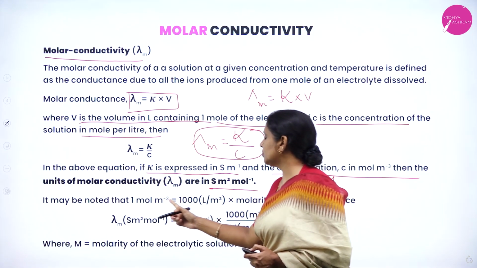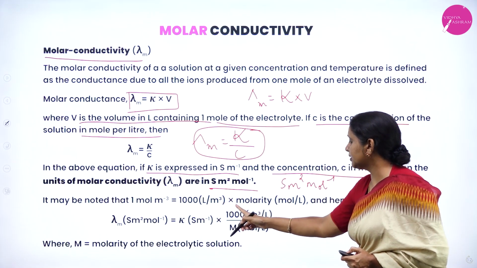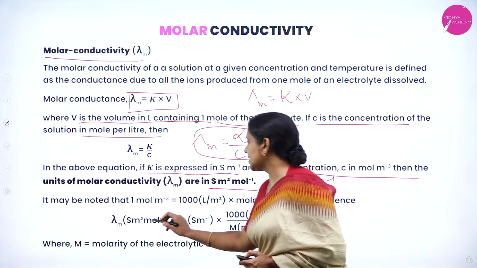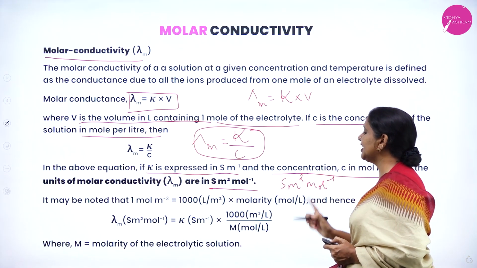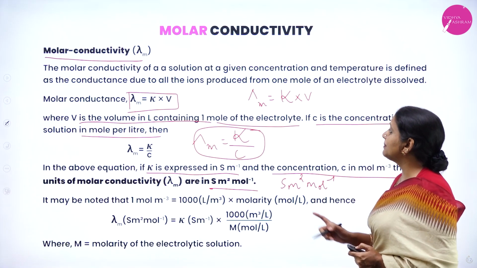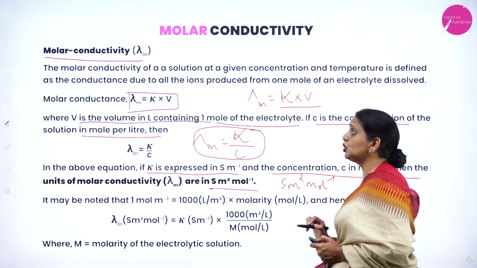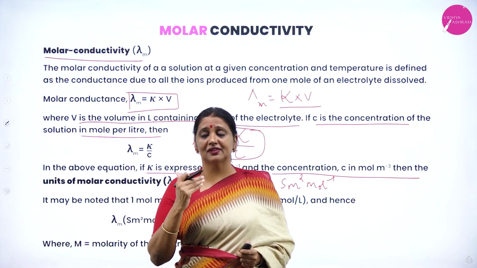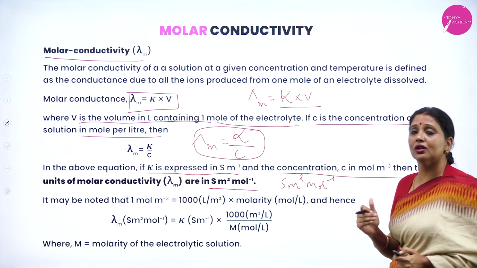It may be noted that 1 mole per meter cube is equal to 1000 liter per meter cube into molarity, mole per liter, and hence lambda m is in Siemens meter square per mole. Here M is the molarity of the electrolyte solution. How are lambda m and kappa related? Lambda m is equal to kappa into V.